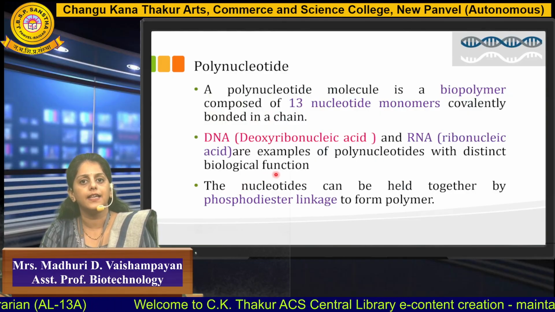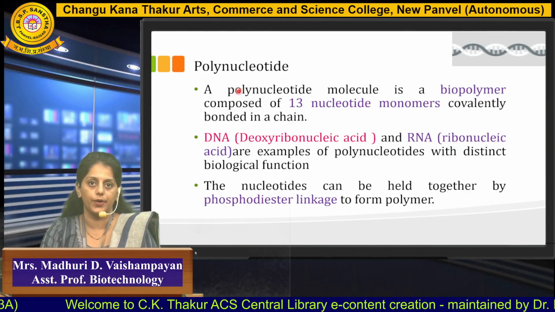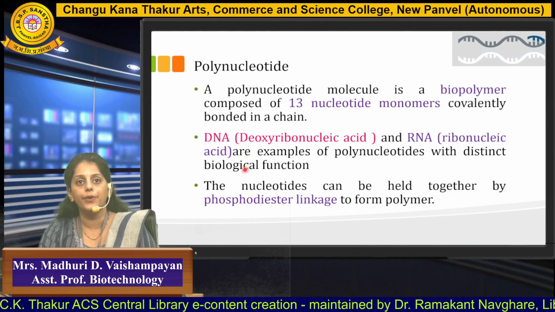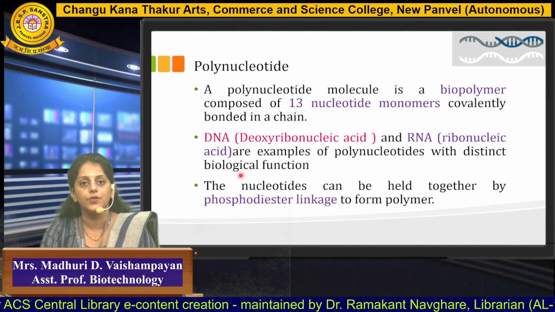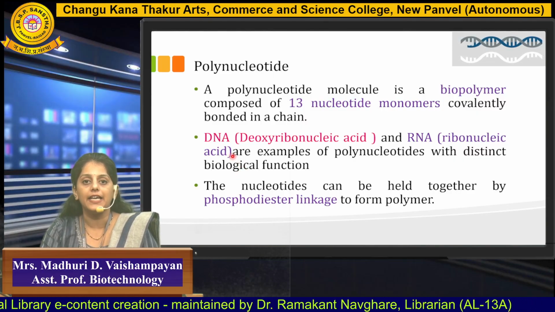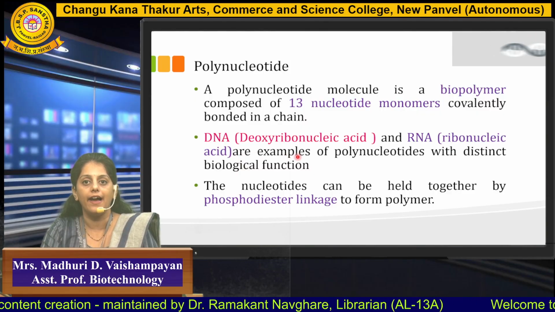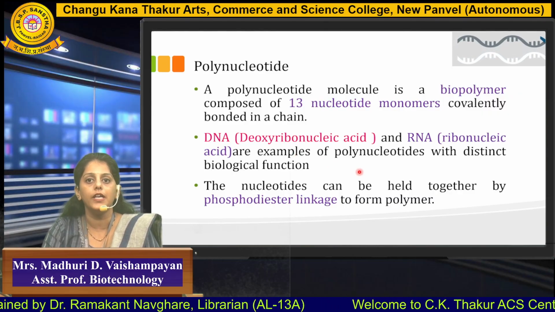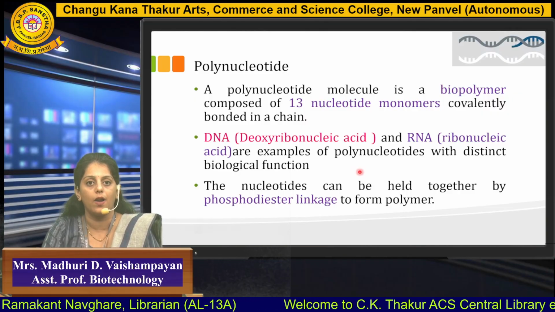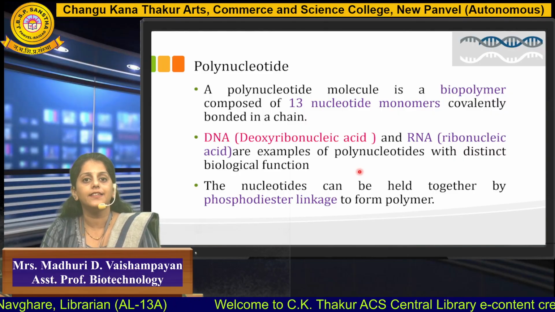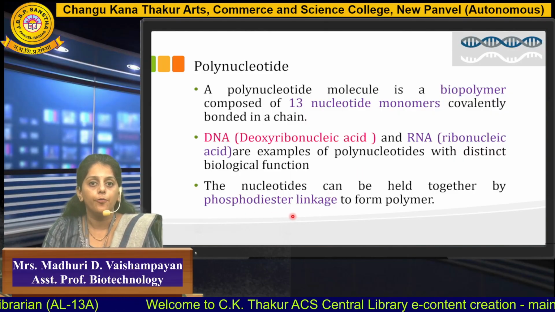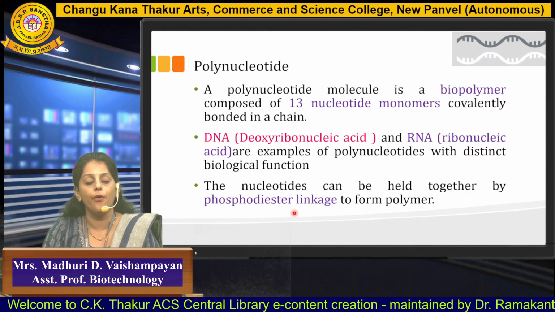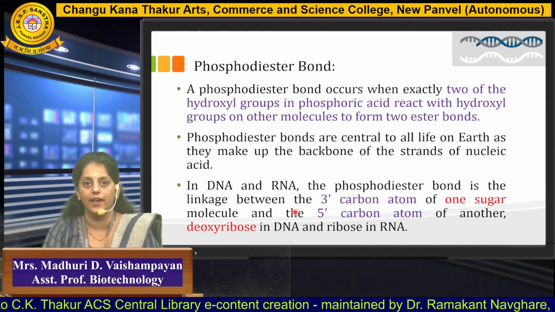Now, the important concept is related to the polynucleotide. Mono means a single unit. When many single units are joined together, it is known as a polymer. DNA, deoxyribonucleic acid, and RNA, ribonucleic acid, are the best examples of polynucleotides with distinct biological functions. These nucleotides are held together with the help of the phosphodiester bond. This phosphodiester bond plays a crucial role in the formation of the DNA or RNA polymer.